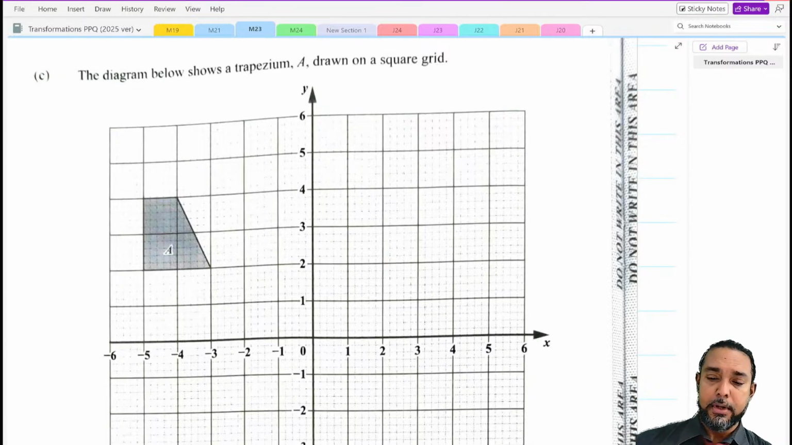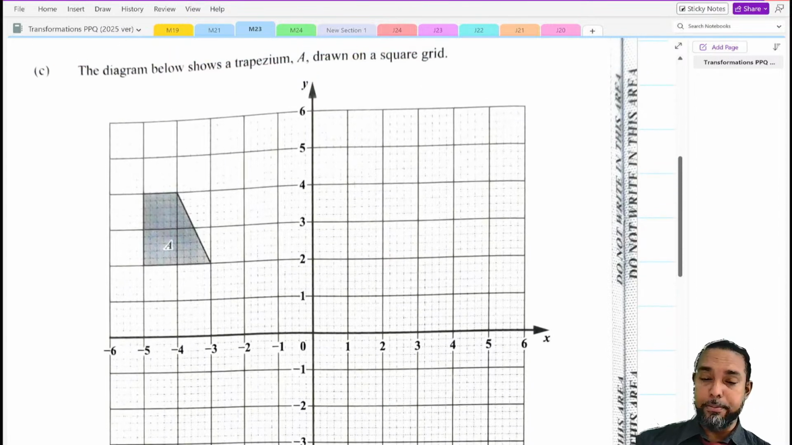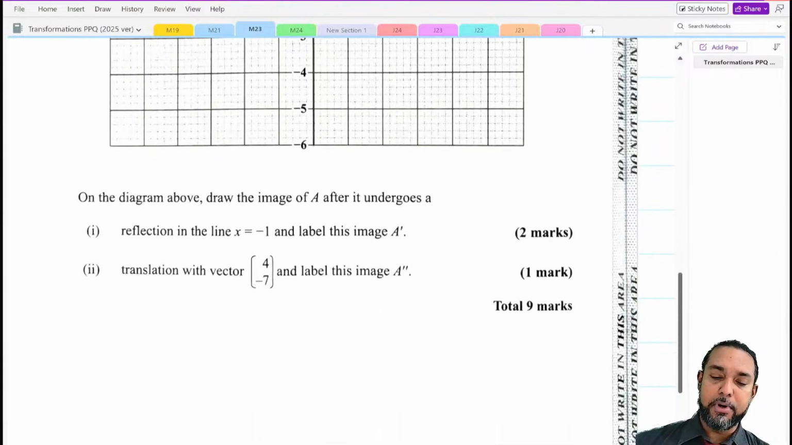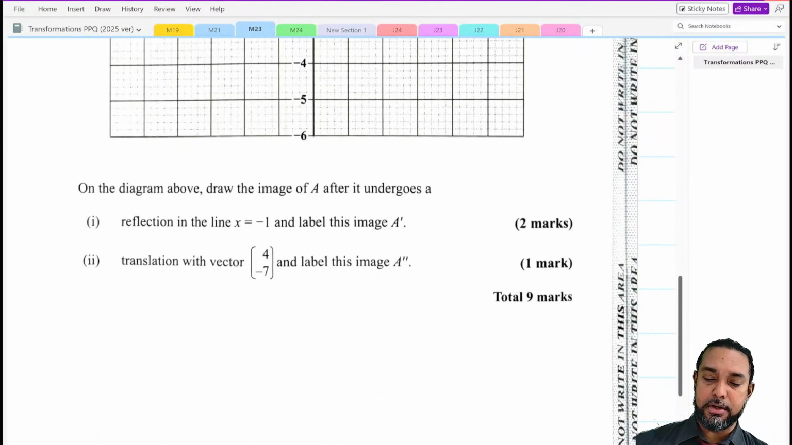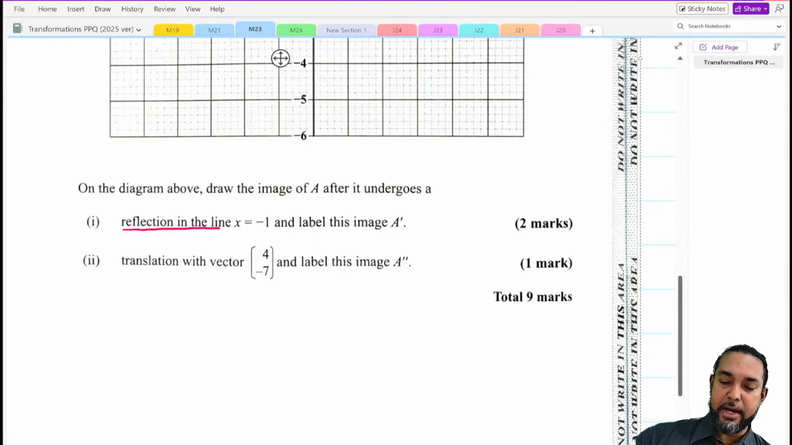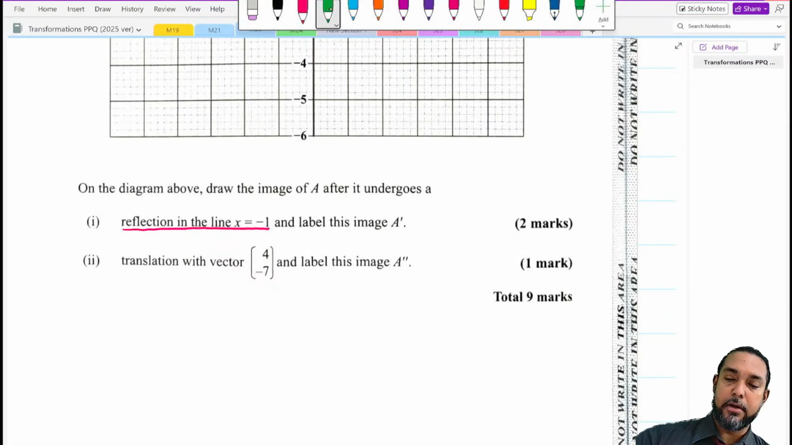Okay, going again. So this is the May 2023 question. We have a trapezium labeled A, drawn on the grid there, the Cartesian plane. On the diagram above, draw the image of A after it undergoes. So the first thing they want is a what? They want a reflection in the line x equal to -1 and label this image A prime.